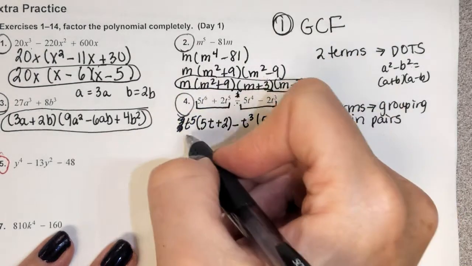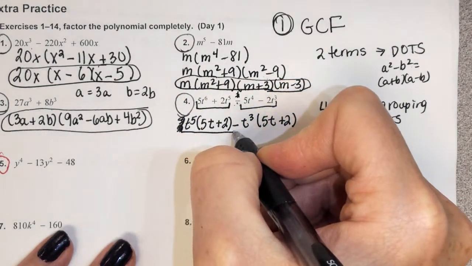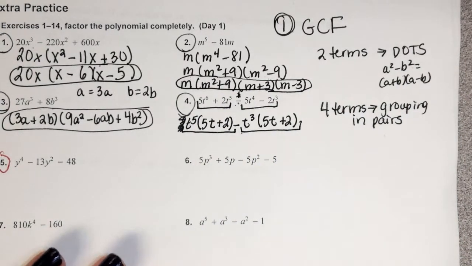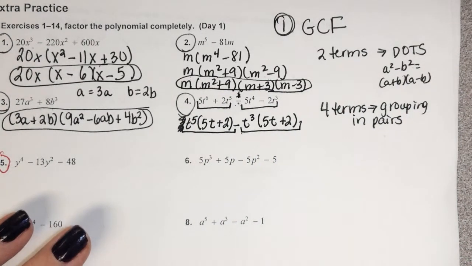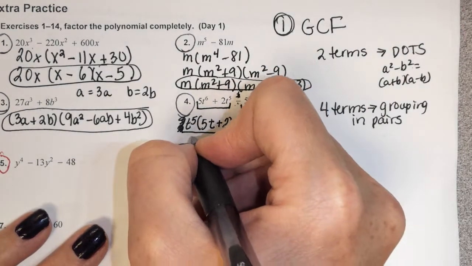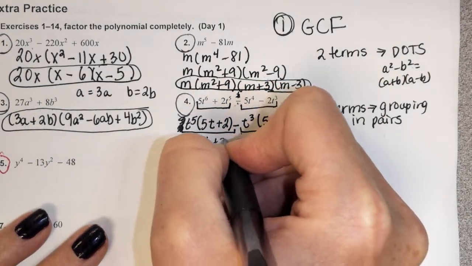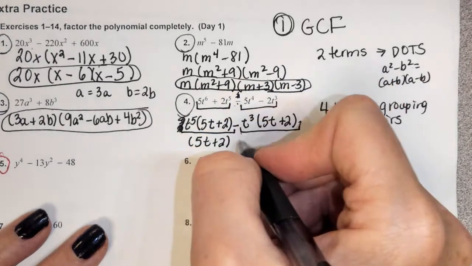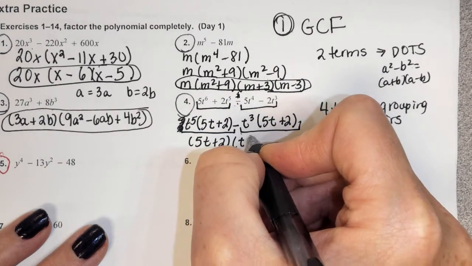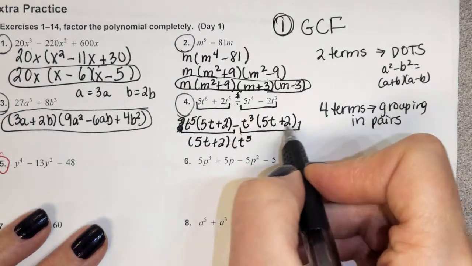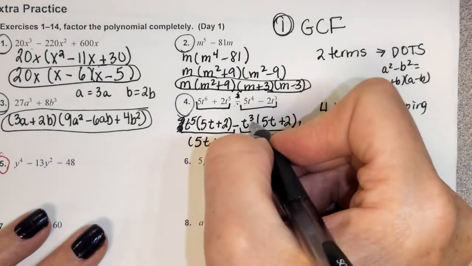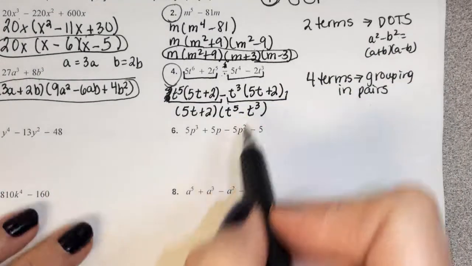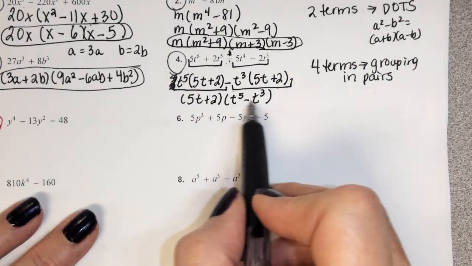So now I have two terms. I have this term and I have this term. What do those two terms now have in common? 5t plus 2. So I'm going to factor out a 5t plus 2. When I factor out a 5t plus 2, I'm left with t to the 5th. And from the other, I'm left with negative t to the 3rd.